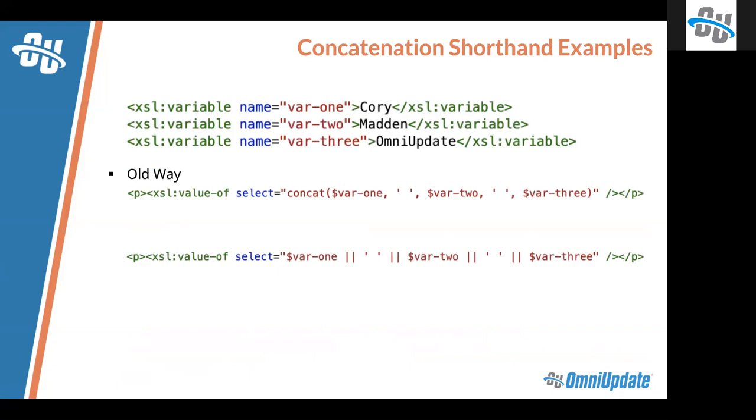At the top, I have a variable. I just have var1, my first name, and then var2, which is my last name, and then an update as var3. With the old way, we do the concat, we do var1, then we have to put a space, and then we do var2, and then we put another space, and then var3. In the new way at the bottom of the slide, it's var1, double pipe, a space, double pipe, var2, double pipe, another space, and then one more double pipe, and then var3.